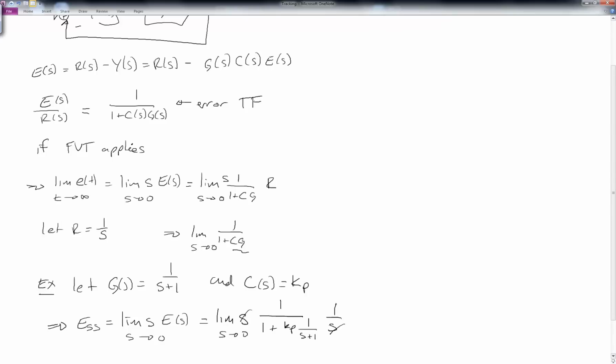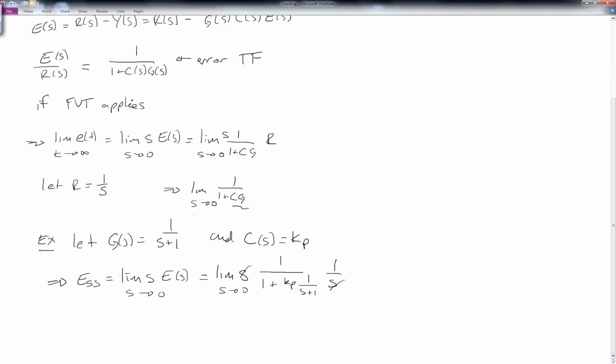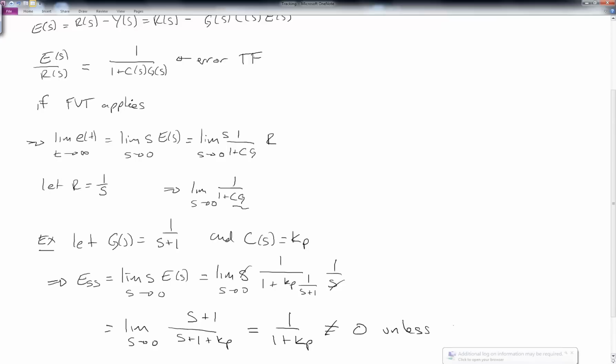So those s's cancel out, and now we just have to look at what happens to the remainder of the transfer function. So this is equal to the limit as s goes to 0 of s plus 1 over s plus 1 plus Kp. I let s go to 0, and I get 1 over 1 plus Kp. Notice this does not equal 0 unless, what? Kp goes to infinity. So we can show how this works in MATLAB.